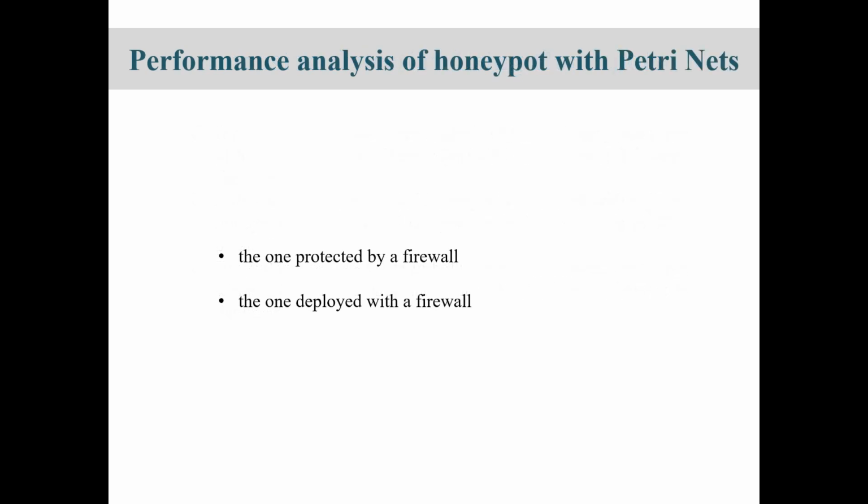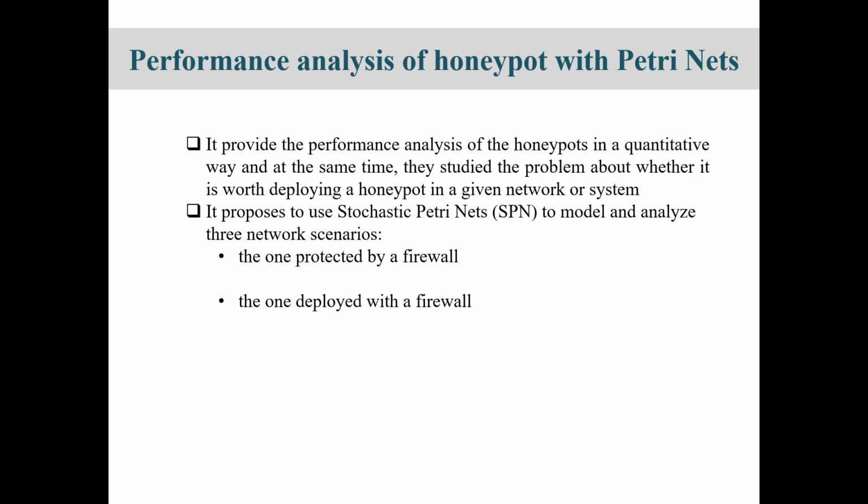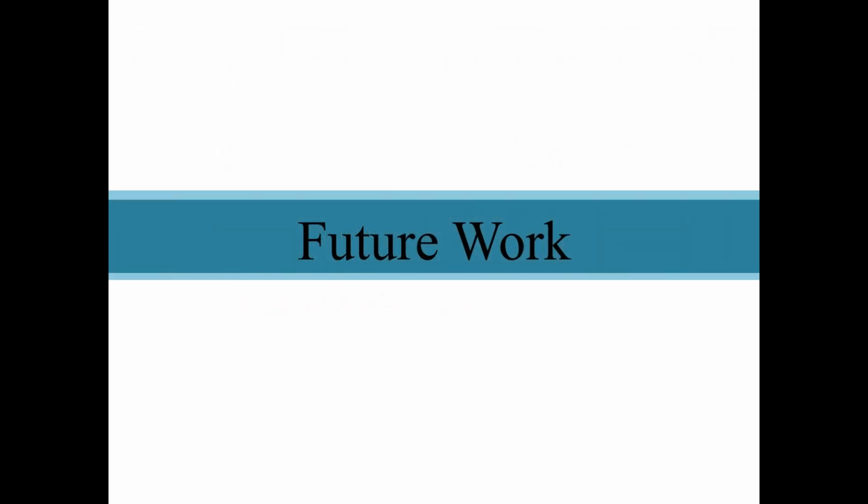The third one is performance analysis of honeypots with Petri nets. This system provides the performance analysis of honeypots in a quantitative way, and at the same time they studied the problem of whether it is worth deploying a honeypot in a given network or system. It proposes to use stochastic Petri nets to model and analyze three network scenarios. The first one is protected by a firewall. The second one is protected by both a firewall and an IDS. The third one is deployed with a honeypot and the firewall.